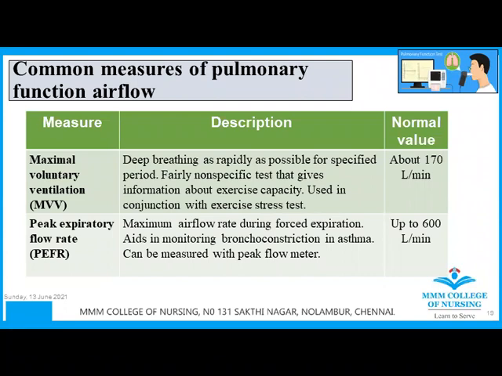Peak expiratory flow rate, denoted as PEFR. It is the maximum airflow rate during forced expiration. It helps to monitor bronchoconstriction in asthma patients. It can be measured with a peak flow meter. The normal value is up to 600 liters per minute.